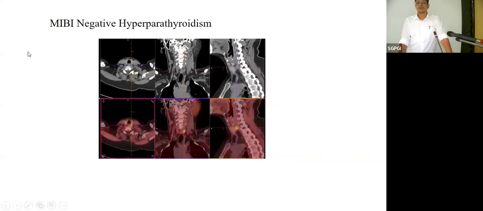What if you have image-negative hyperparathyroidism? Then we have C11 choline in our hands. We are fortunate enough to have a cyclotron in our hands so that we can easily do the imaging, and we are using it in those patients only. It is more sensitive because PET-CT itself is more sensitive. It has a higher resolution, the uptake of C11 is very high, and it doesn't show any uptake in the thyroid gland. So you can clearly see this patient was typically image negative, and this is C11 choline PET-CT.